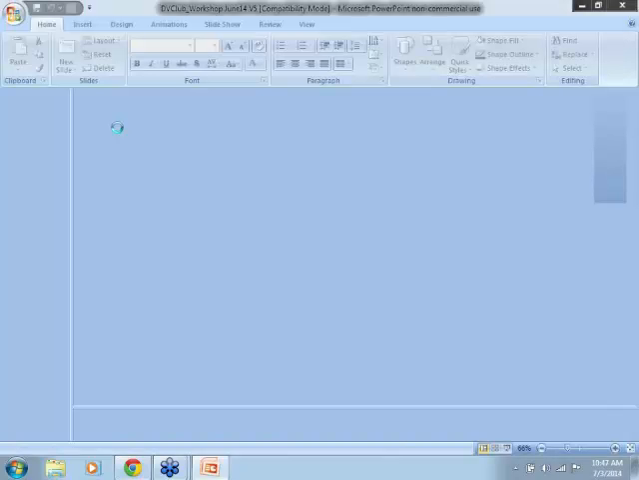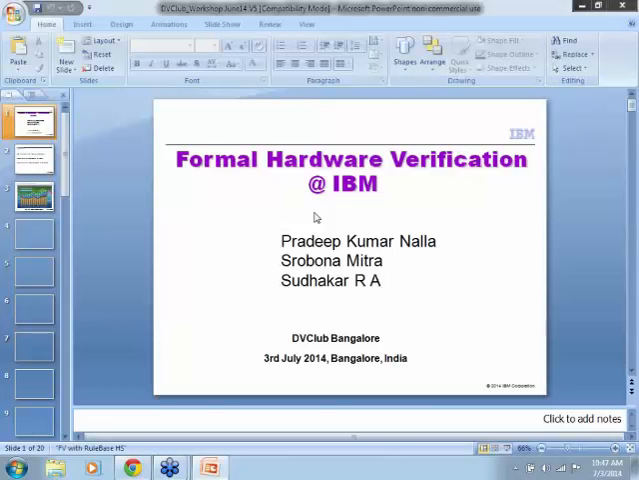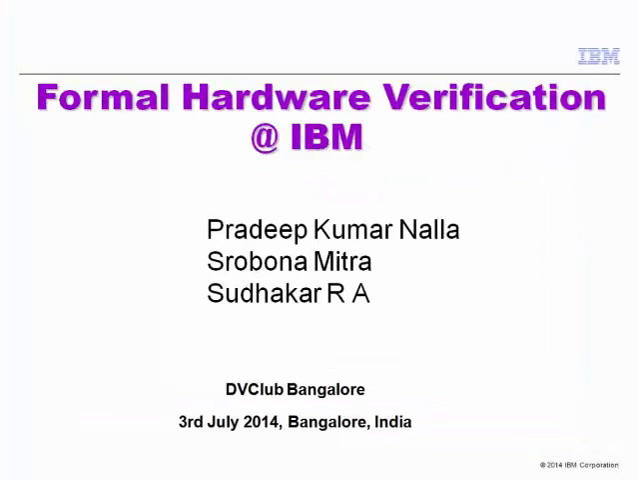Good morning, all of you. I think many of us know each other, so let us keep this presentation or discussion interactive. The key takeaway from this meeting I would like this forum to see is our experiences from the formal verification adoption within IBM designs.